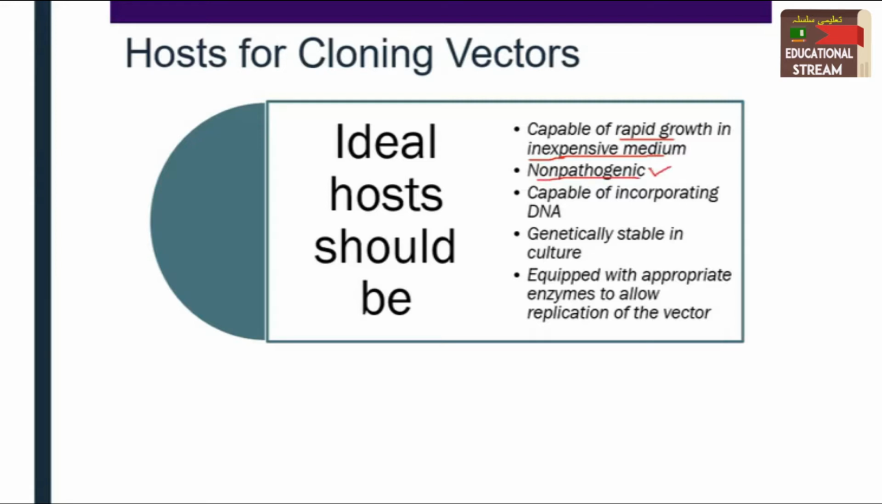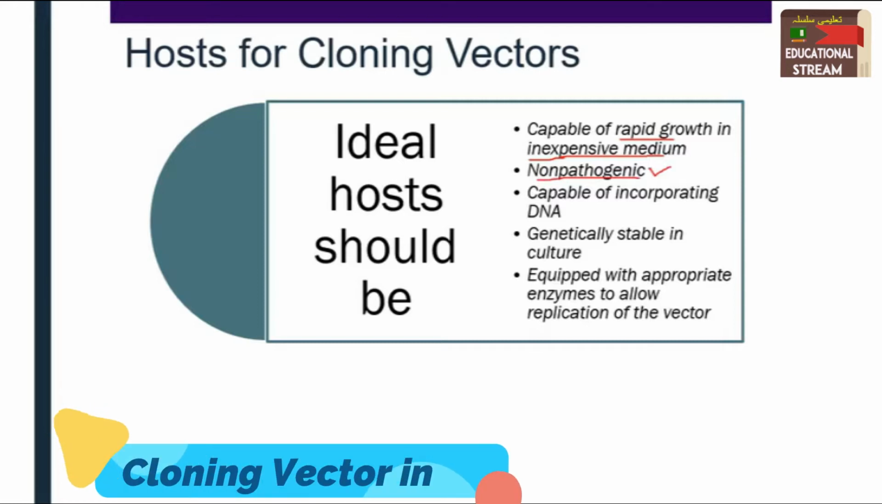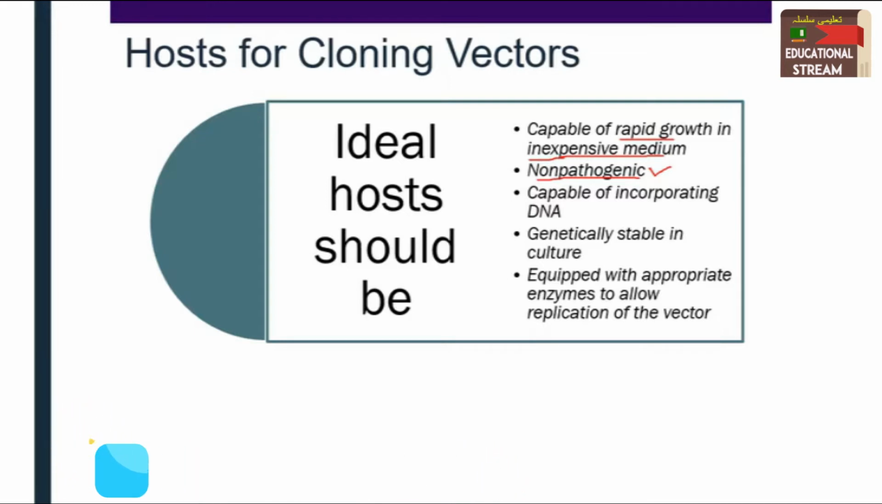We know that pathogenic and non-pathogenic bacteria exist, but we use non-pathogenic hosts, and mostly the hosts which are used in research in biotechnology or molecular biology are disarmed non-pathogenic strains. The part which causes the pathogenicity is removed from those host organisms. The third important property is that the host organism should be capable of incorporating the DNA.